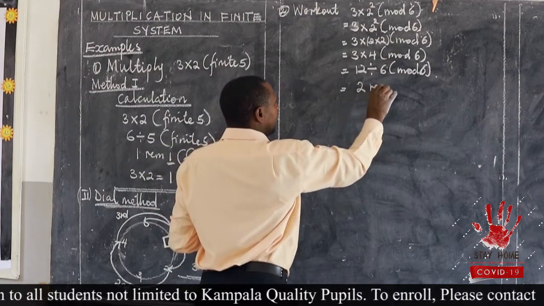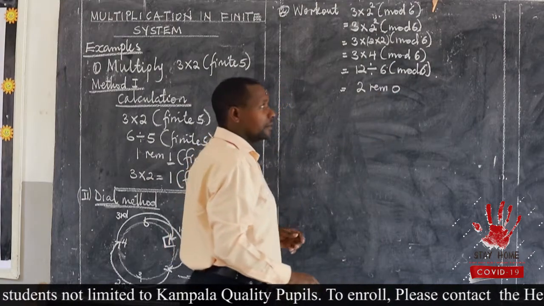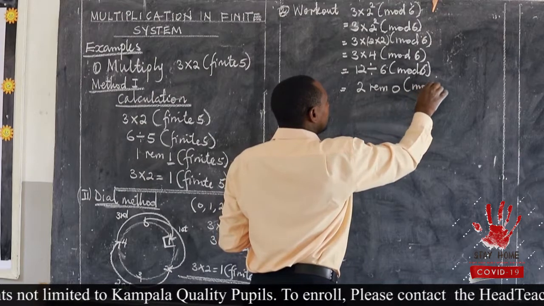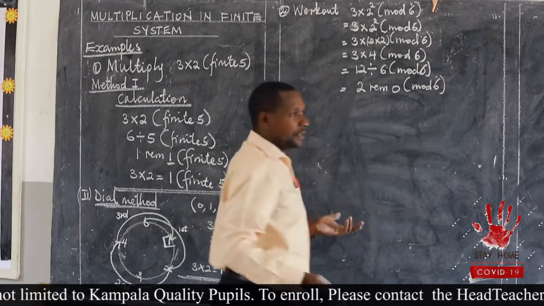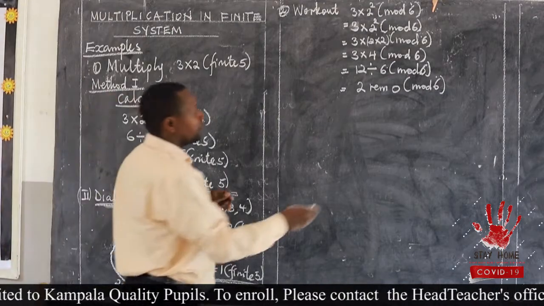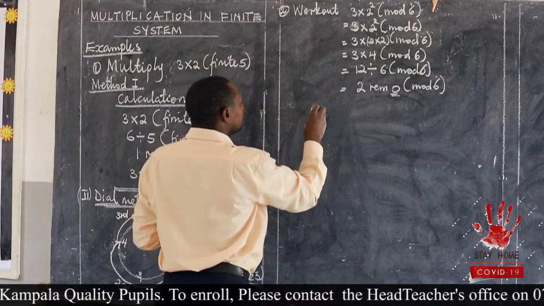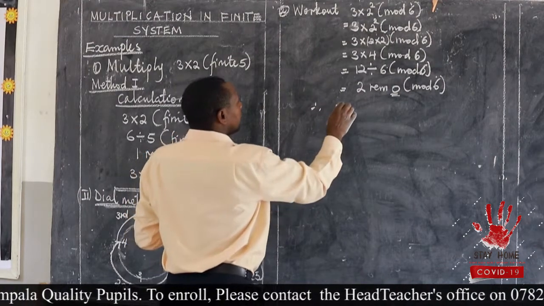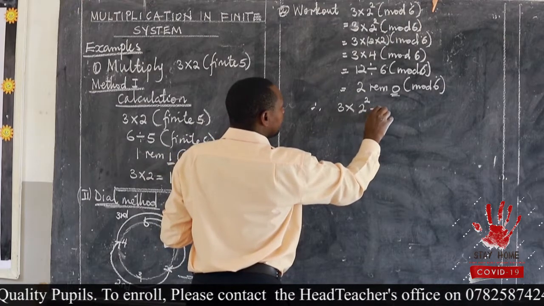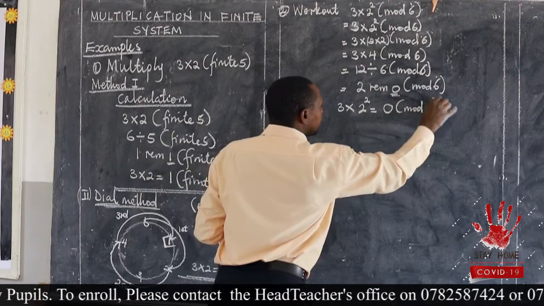But do we have any remainder? Somebody saying the remainder is nothing. Nothing in this case. Let's have a zero. And this is mod 6. And how do we determine the answer? As I said here, we determine the answer to be the remainder. This one. So we can conclude and say 3 times 2 squared is equivalent to 0, and this is mod 6.